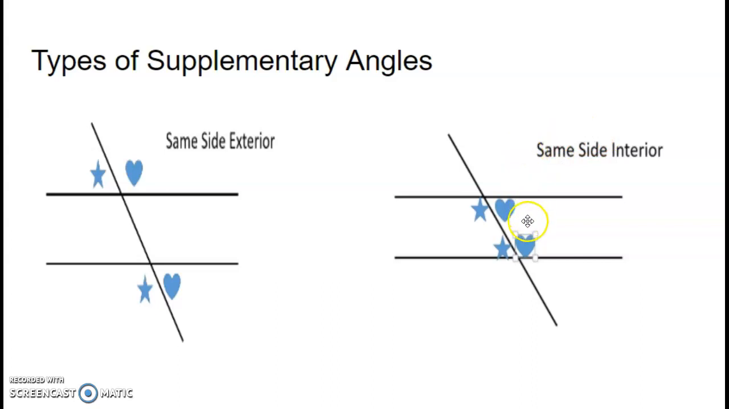Likewise, same side interior angles are also supplementary. We're on the inside now. These two hearts are on the same side of the transversal, and they add up to 180 degrees. Add up these two angles here represented by the stars. These two will also add up to 180 degrees because they are supplementary, my dear Watson.